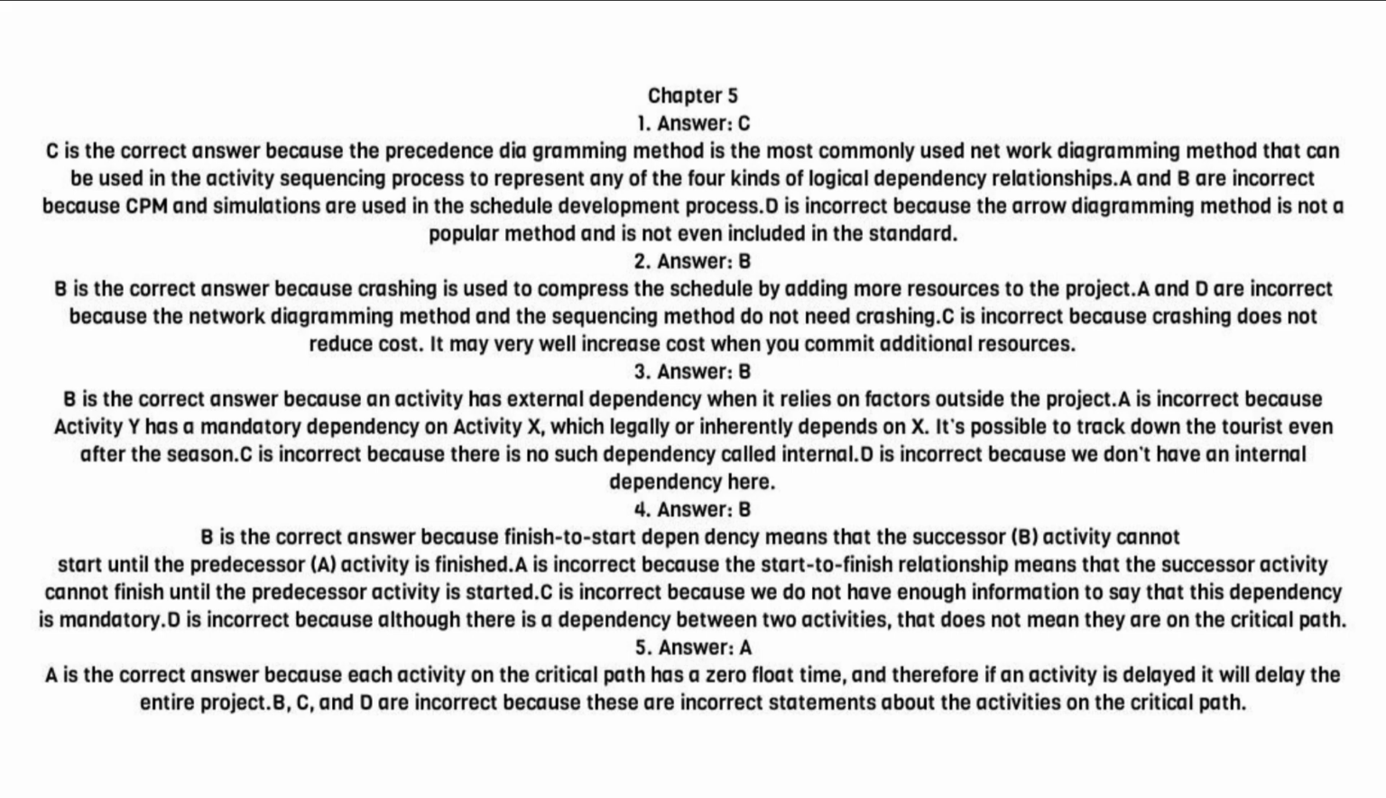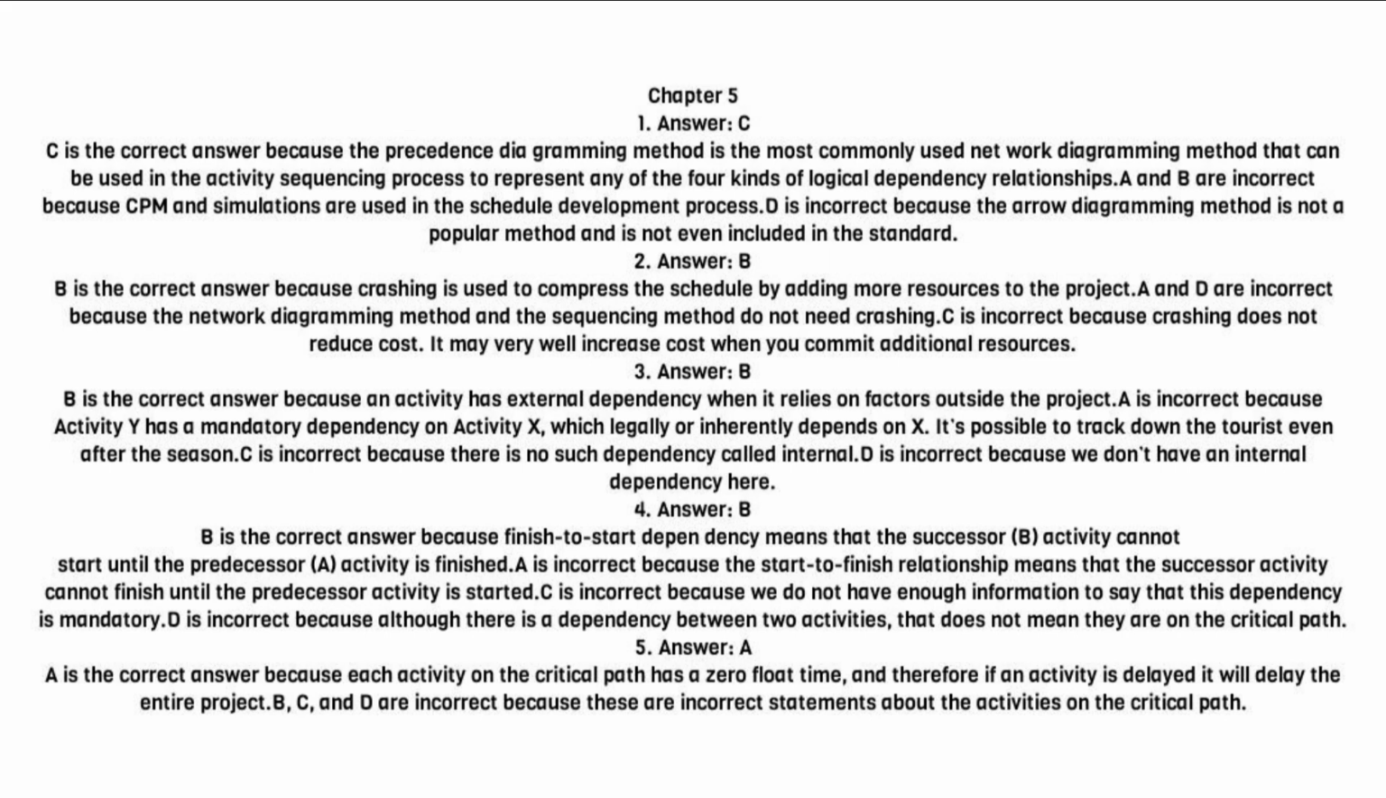3. Answer, B. B is the correct answer because an activity has external dependency when it relies on factors outside the project. A is incorrect because activity Y has a mandatory dependency on activity X, which legally or inherently depends on X. It's possible to track down the tourist even after the season. C is incorrect because there is no such dependency called internal. D is incorrect because we don't have an internal dependency here.